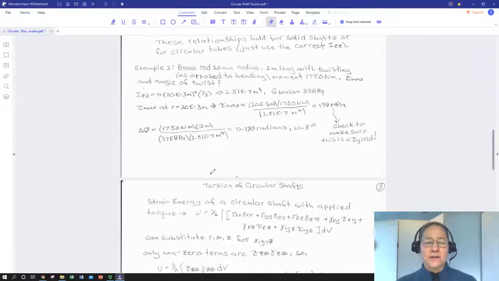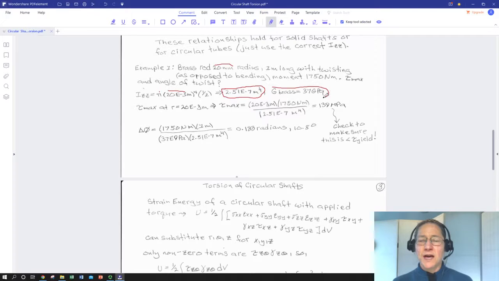So let's take a look at a really quick example of that. We've got a brass rod and it has a 20 millimeter radius. It's solid, so my moment of inertia is just going to be pi times that radius to the 4th times 1/2, which in this case gives me 2.51 times 10 to the minus 7 meters to the 4th. Brass, I can look up in a table. I looked it up in a table in the back of a strengths of materials book and got 37 gigapascals.